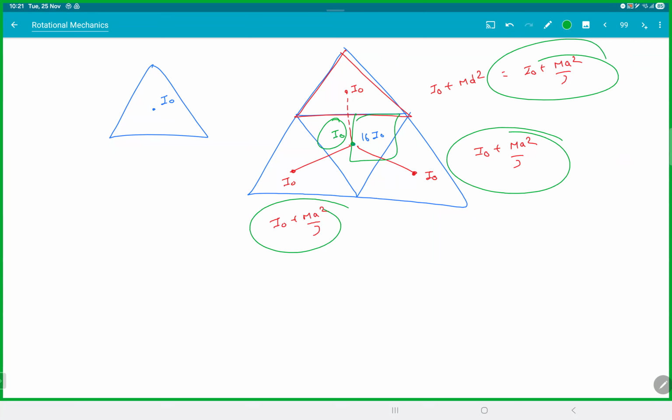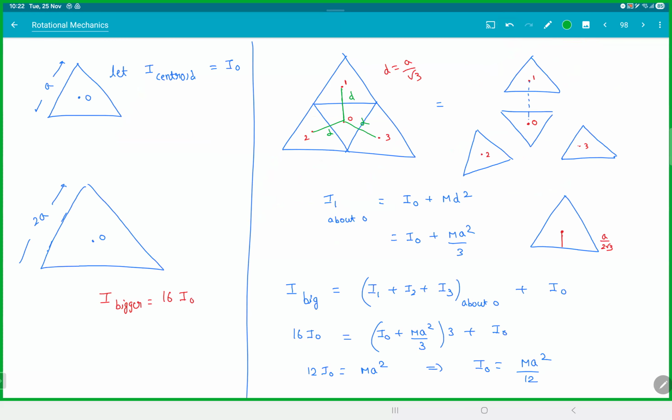Is that making sense? Because when I add the moment of inertia of all the four triangles, I should get the moment of inertia of the big triangle. Are you sure with this? So there, no integration, nothing. So you can use symmetries and play around like this. So use parallel axis theorem and symmetries.